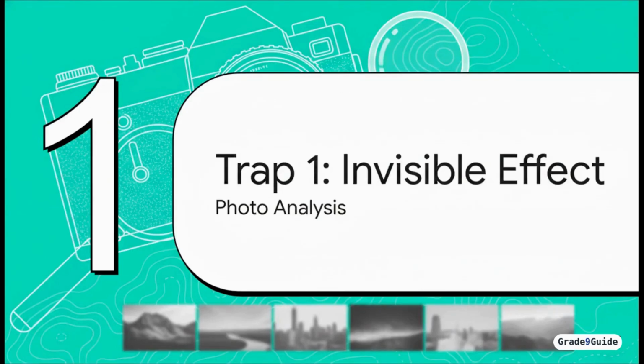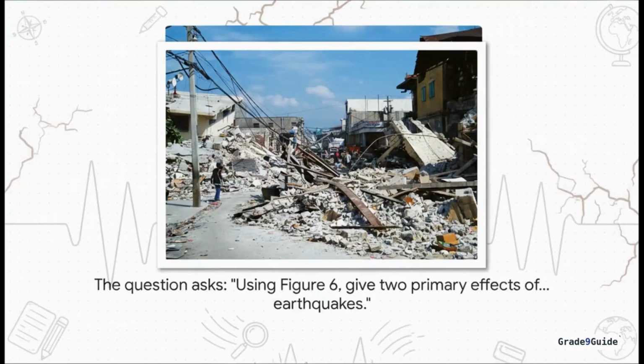Trap number 1. I call it the invisible effect. This is an absolute classic. It catches so many people out when they're asked to analyze a photograph. So, the exam gives you a picture like this, showing the aftermath of an earthquake. The question seems simple enough. Give 2 primary effects. It looks easy, but trust me, this is exactly where the trap is hiding.